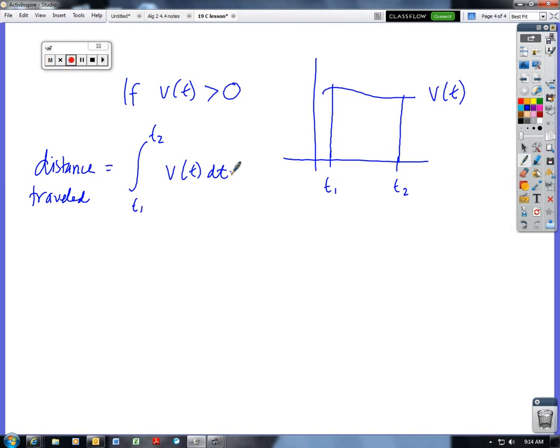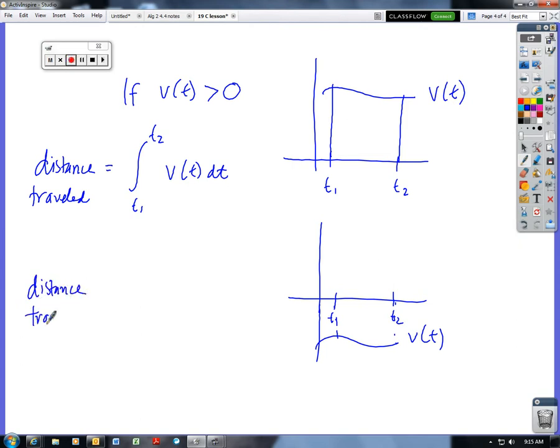So, what if it is less than 0? I should have drawn it like that. So let's do this as our v, with t1 and t2. You can probably guess that if we want total distance, we want a positive value. And if v is below the x-axis, then when we integrate, we're going to get a negative value. So in order to correct that, we would have to negate our integral.